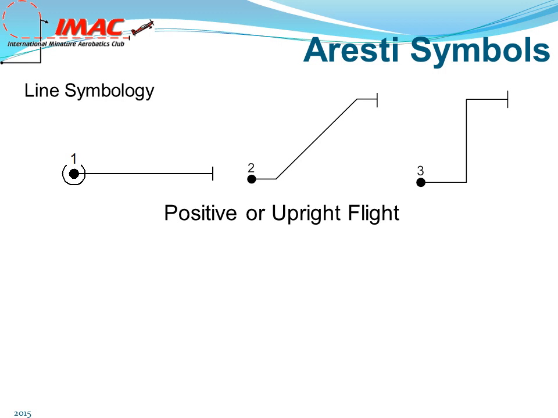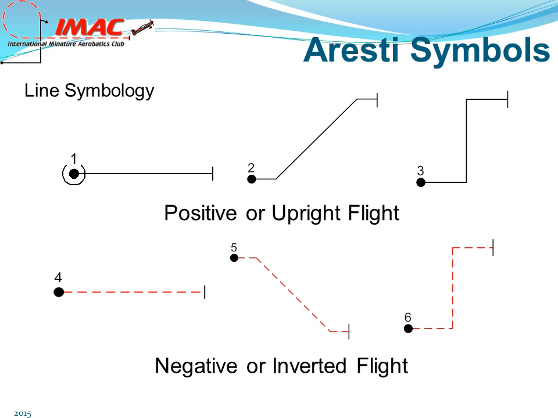Positive or upright flight is indicated by a solid line. Figure 1, shown here, would be a horizontal line flown upright. Figure 2 begins wings level horizontal flight, pulls to a 45 up line, and ends wings level horizontal flight. Figure 3 begins wings level horizontal flight, pulls to a vertical up line, and then would push to wings level horizontal flight. Negative or inverted flight is drawn with a dashed line.